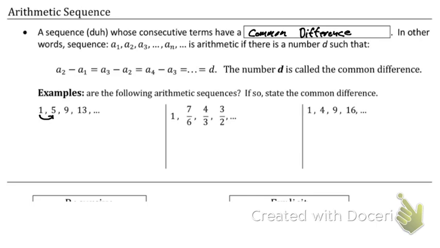So you're going to go, how do I get from 1 to 5? Well, that is adding 4. To get from 5 to 9, I add 4. To get from 9 to 13, I'm going to add 4. That means, yes, it is arithmetic. And it's got a common difference, which we're going to use a lowercase d equals 4. So a lowercase d is going to stand for our common difference.